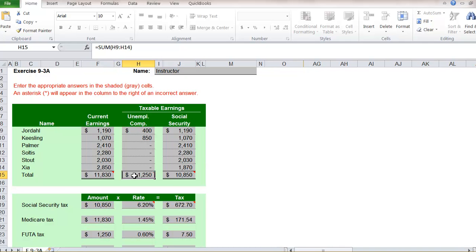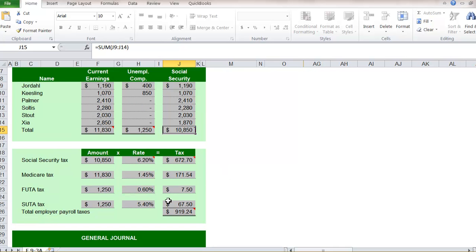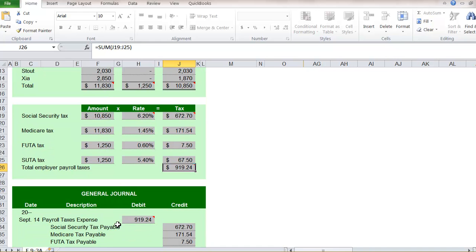So then I'm going to total all of my columns, and this is important because keep in mind that our current earnings, this amount is going to be used to calculate Medicare tax, this amount is going to be used to calculate FUTA and SUTA, and this amount is going to be used to calculate Social Security. And you can see that happening down here. Social Security amount times our rate, Medicare amount times our rate, FUTA and SUTA from the unemployment comp times the rate. And we end up with total employer payroll taxes of $919.24.